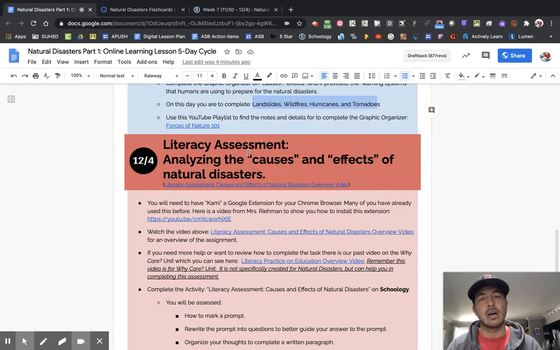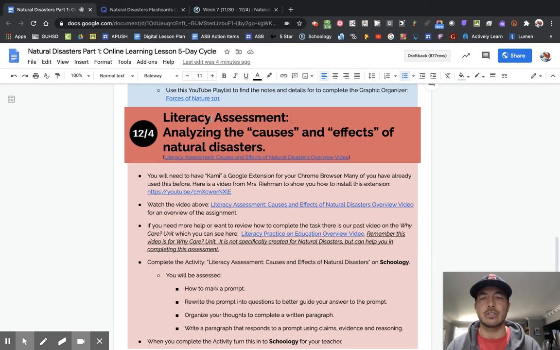Our final activity for this week will be a literacy assessment. Notice it says assessment, not development. This time I'm trying to test you a little bit more. So the video that I'll be providing is not going to have a lot of detailed information. Your best bet is to look at that, but if you do need more information, we did a practice on this on education. We did Why Care? And there is our review, where we gave all the direct answers.